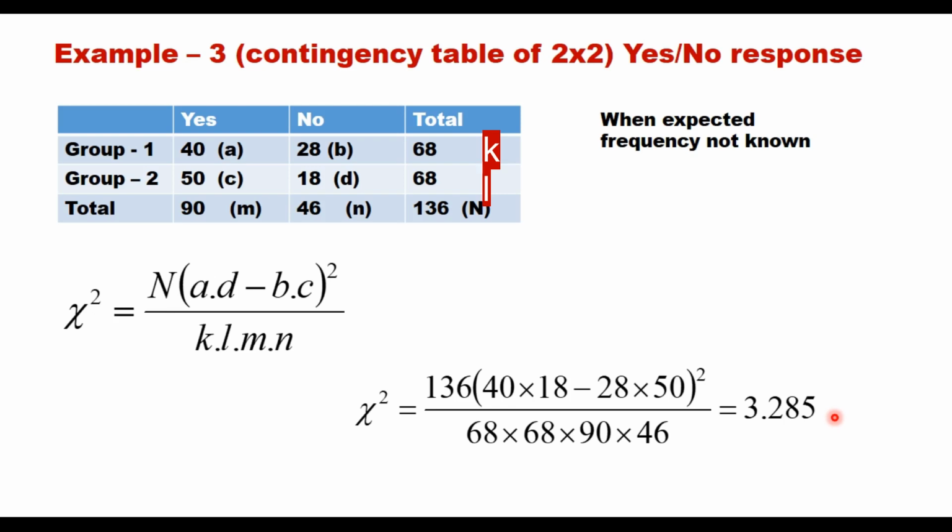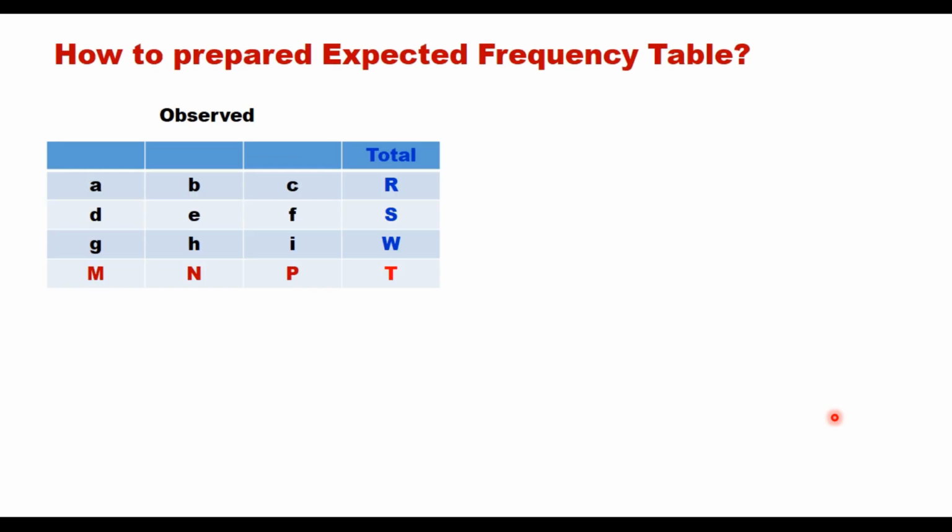But if you are required to prepare this expected frequency table, then how do we prepare it? So let us say you have a 3 by 3 table. A, B, C, D, E, F, G, H, I. These are the observed values in these cells. And if you take the sum of columns here, that is M, N and P, and sum of rows here R, S, W, and this is the grand total T, a total of all 9 values here.